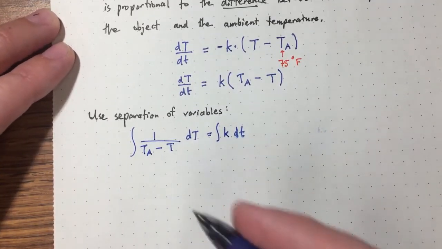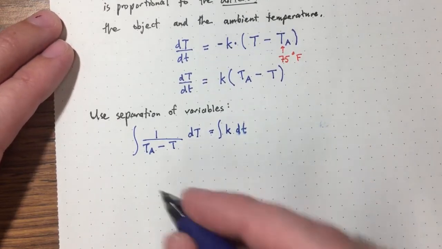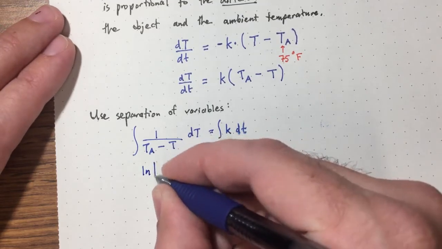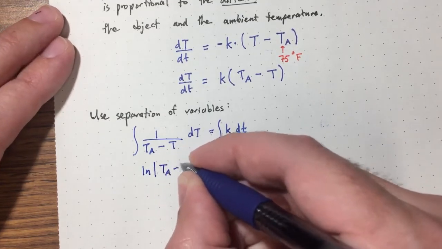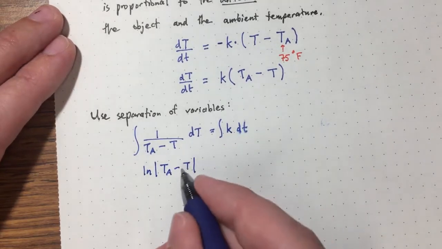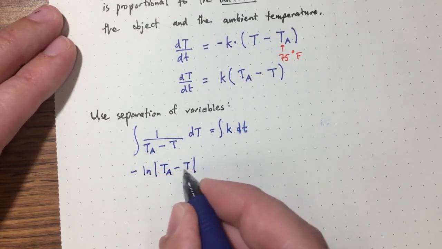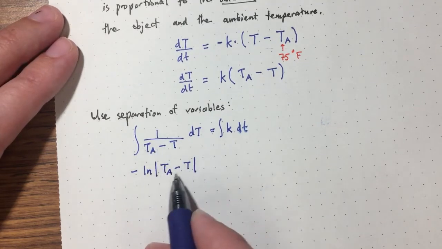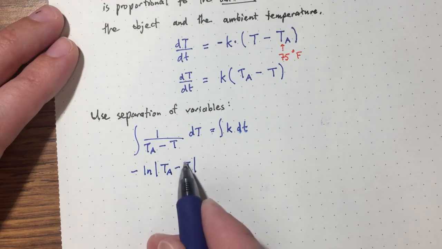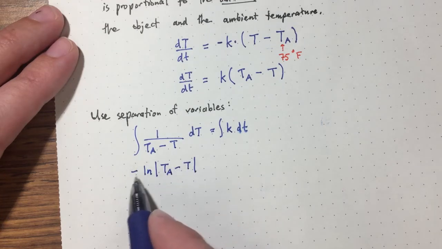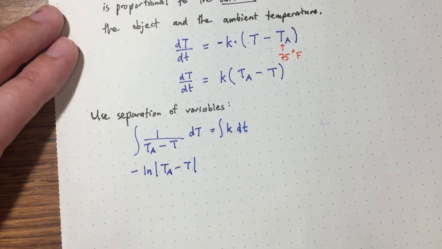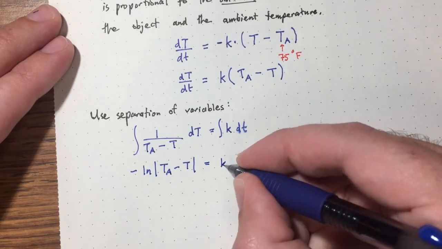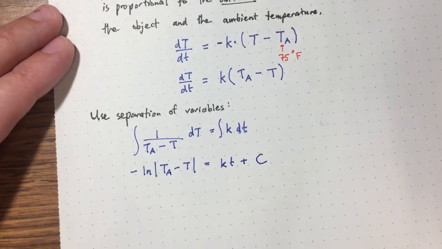And it's actually going to give me what? So on this side, I'm going to get the natural log of the absolute value of T_A minus T. But I need a minus sign, right? From this minus sign here, let's just check. If we take the derivative of this, then we get 1 over T_A minus T. But because of the chain rule, we need to multiply by a -1. So that's why we have this minus sign there. Okay, and then what do we get on the other side? We get kt plus C, right? We need an arbitrary constant in there somewhere.